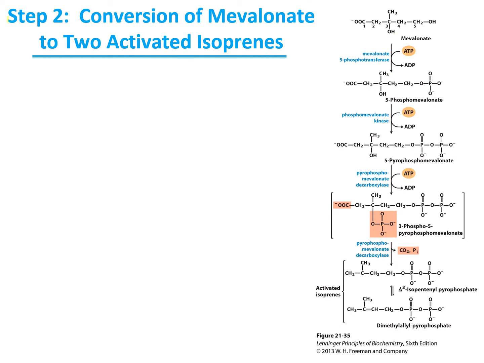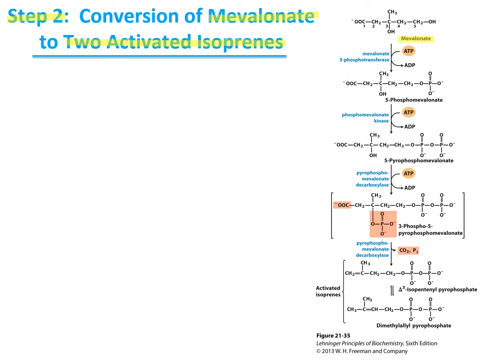Then we have step number 2. As I said earlier, you don't need to memorize all of these reactions in steps 2, 3, and 4. But step 1, the rate limiting step, is important. So the whole step is going to be conversion of the mevalonate that we made in the first step, converting it into 2 activated isoprenes, each 5 carbon long.